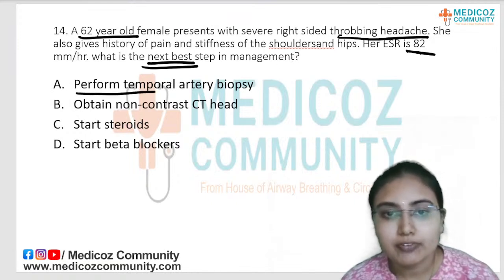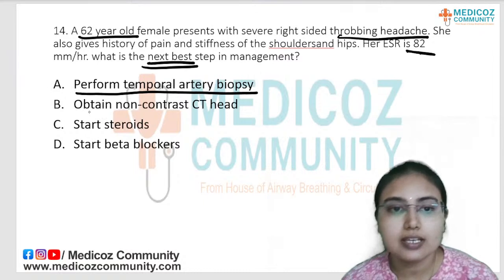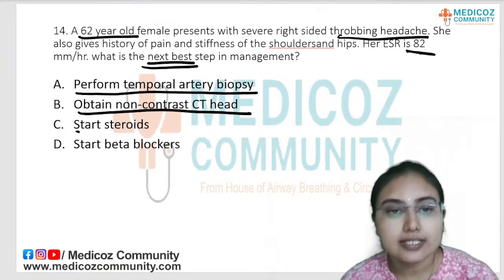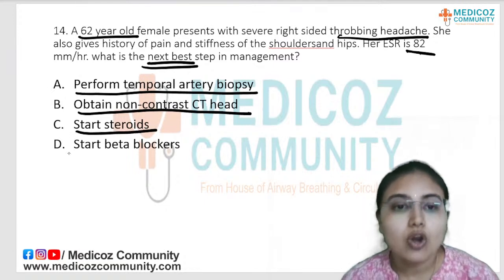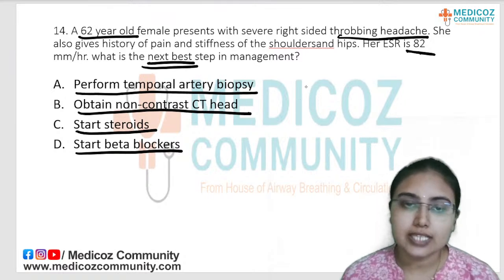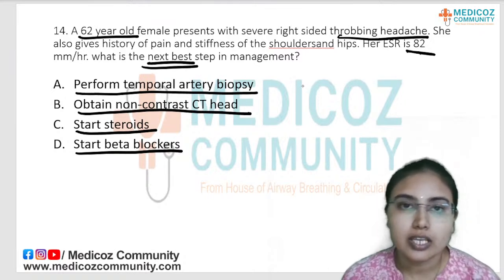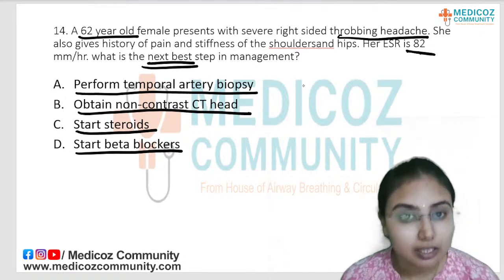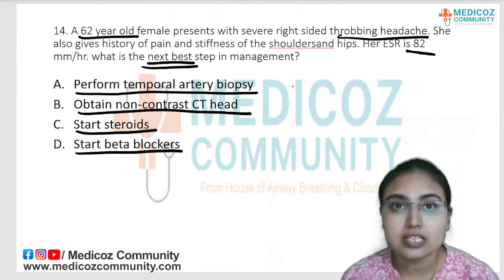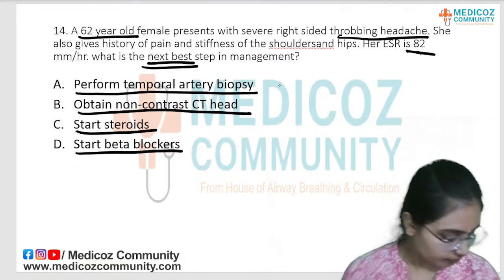Is it A, perform temporal artery biopsy? Is it B, obtain a non-contrast CT head? Or is it C, start steroids? Or is it D, start beta blockers? So what do you think is the answer here, my dear students? Can you take a guess or probably think that this is probably the answer you would go for if this is repeated in day after's exam?